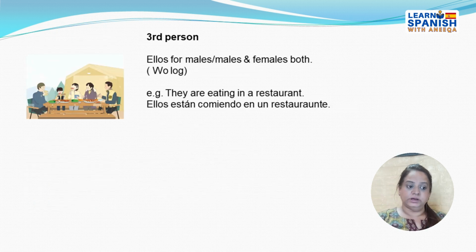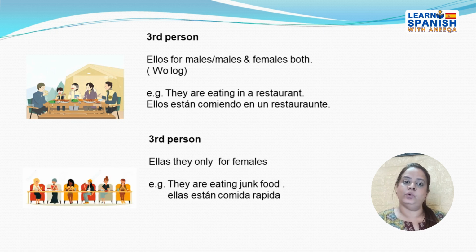Then we have the third person plural, that is ellos and ellas. That is woh log, they. Ellos is used for males and for males and females both. We don't say ellos with an L sound, we say ellos with a Y sound. They are eating in a restaurant. There is a group of friends who are eating in the restaurant. So we will say ellos están comiendo en un restaurante.